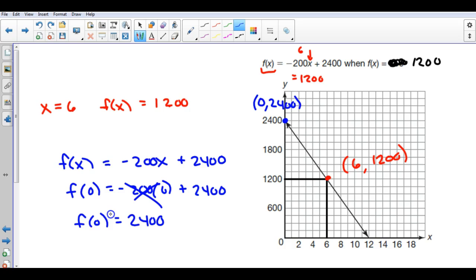So notice, y-intercept means where the function crosses the y-axis. So you can visually see here on the graph, but you can also go back to the equation and see the same thing by looking at 2400 whenever x is 0.